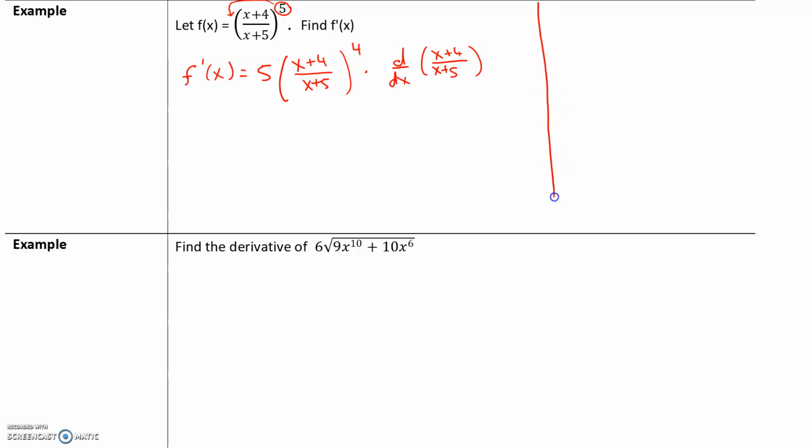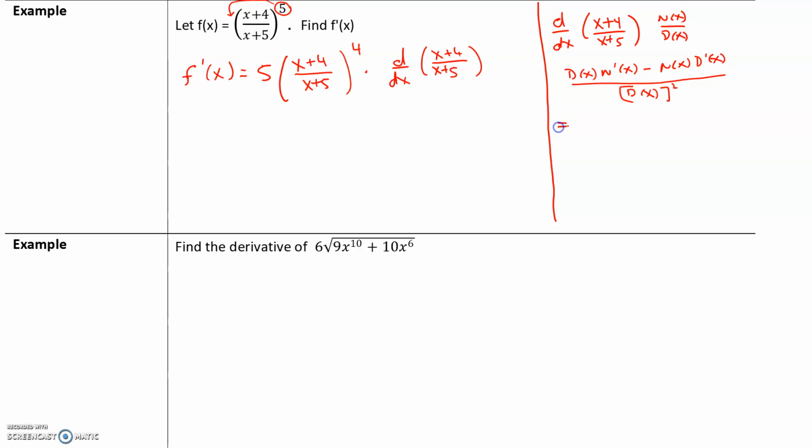Now on the side, let's do just this part. Let's find the derivative of x plus 4 over x plus 5. So this is a fraction. It's in the form of n of x over d of x. So whenever we have a quotient, we have to use the quotient rule for derivatives, which says the following. We got d of x times n prime of x minus n of x times d prime of x, divided by d of x to the second power.